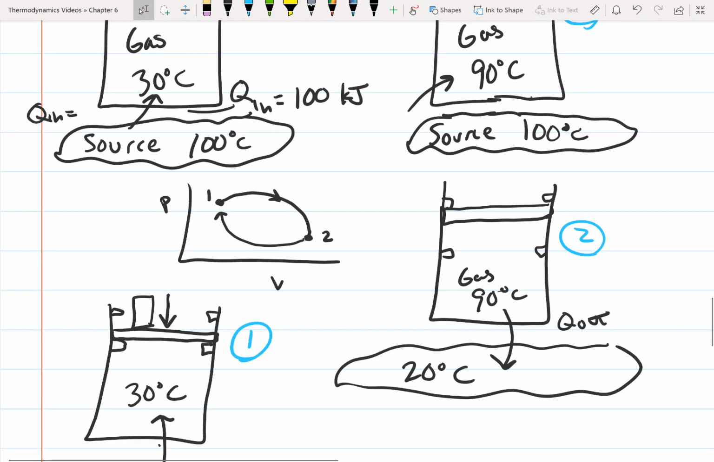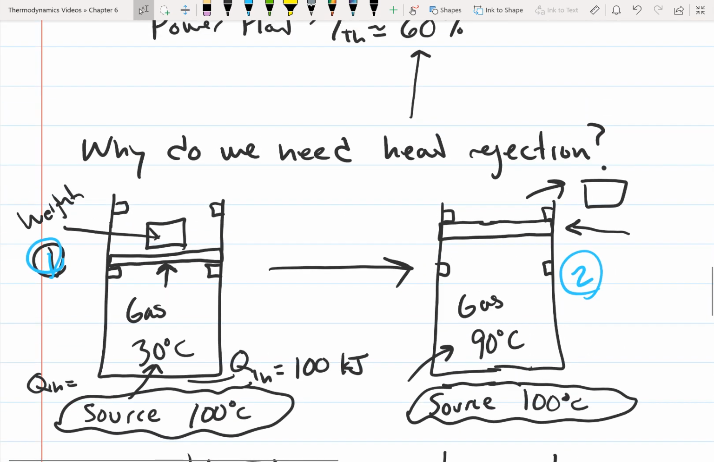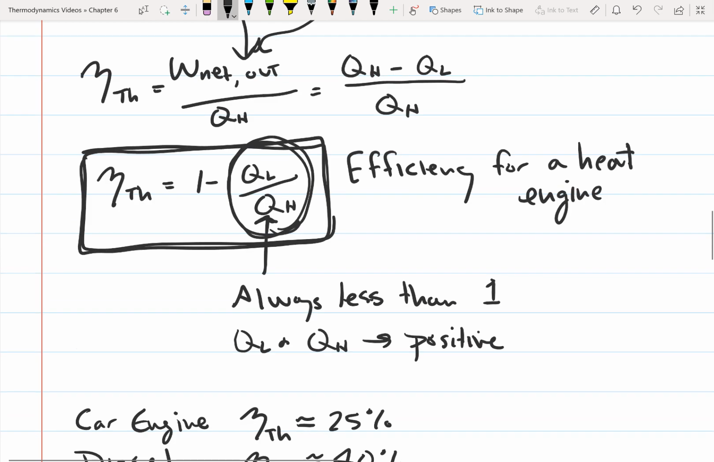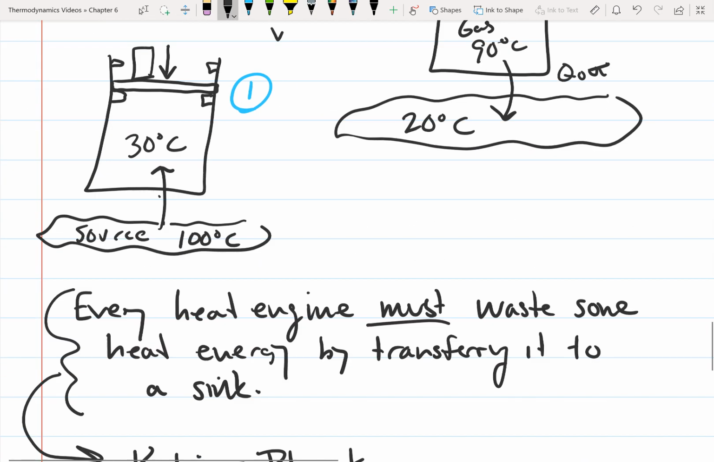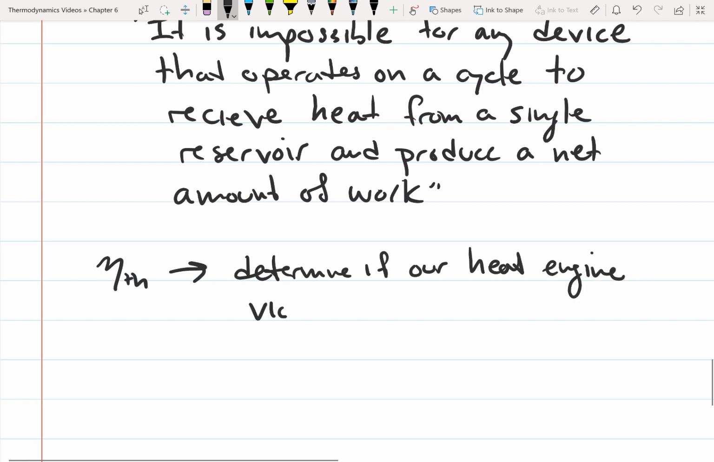and this is a requirement of the second law. So far in this video, we've proven that we need the heat rejection, and we've come up with an equation to calculate the efficiency of a heat engine. But we still haven't answered the question: how do we know if our heat engine violates the second law? So really what we want to do is take this thermodynamic efficiency and determine if our heat engine violates the second law.